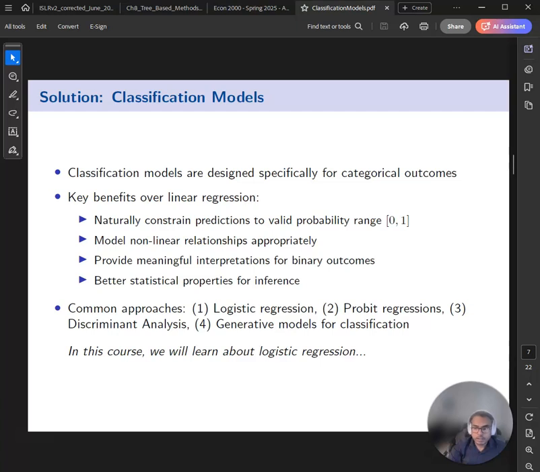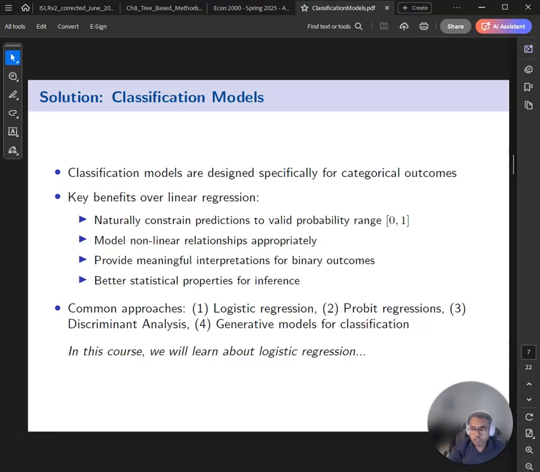And this is where classification models come in handy. They specifically are designed to handle categorical outcomes, like the ones we have been talking about. These models offer several key benefits over trying to use a linear regression for binary data. First, and most importantly, they naturally constrain predictions to that valid probability range between 0 and 1 that we just talked about. So we essentially rule out any nonsensical probability estimates.